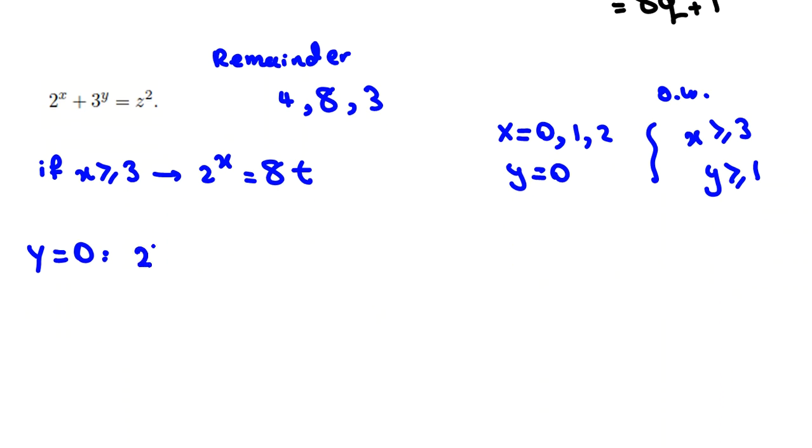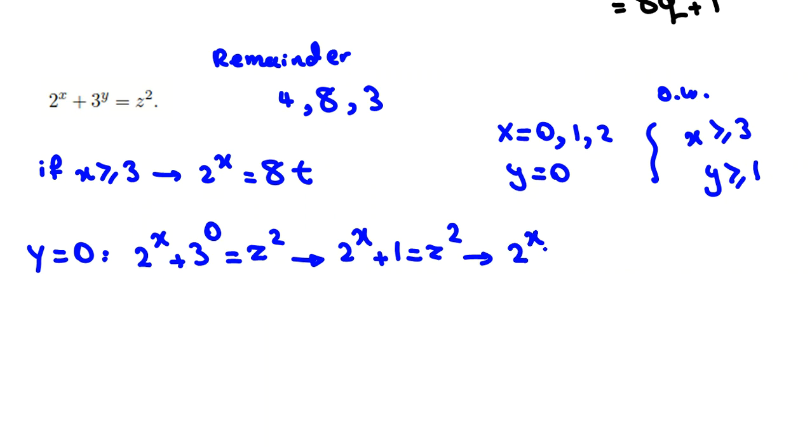If y is 0, you say what? 2 to the x plus 3 to the 0 equals z squared. So we can say 2 to the x plus 1 equals z squared. Subtract 1 from both sides: 2 to the x equals z squared minus 1. And then we factorize: z minus 1 times z plus 1. Yes. So here, their GCD, their difference is what? 2. Look, z plus 1 is z minus 1 plus 2.